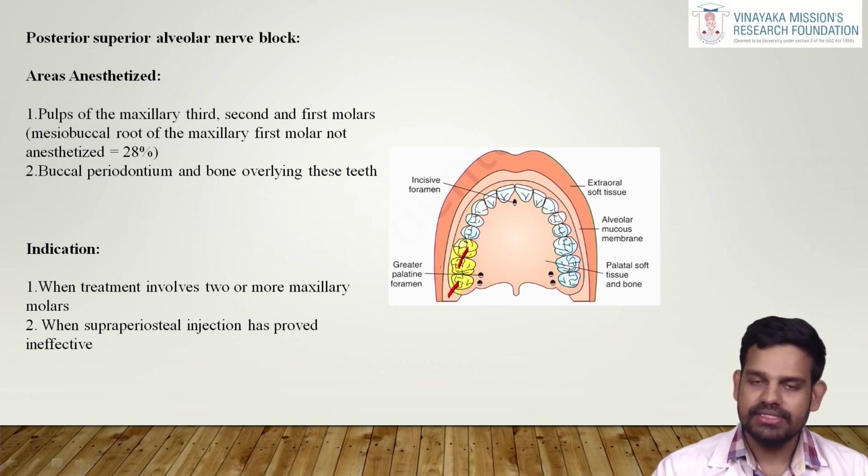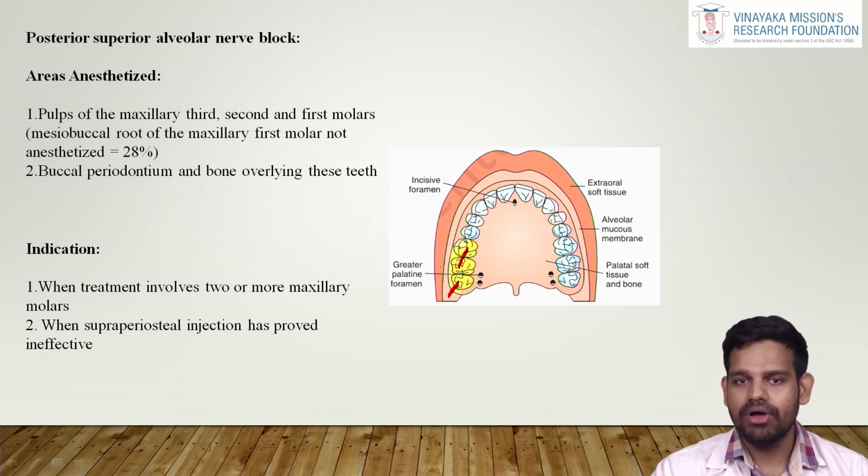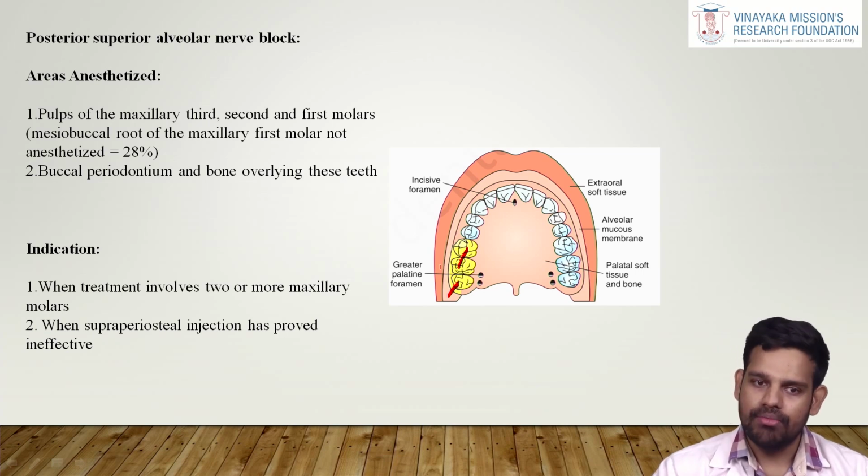The indication of this nerve block is when the treatment involves two or more maxillary molars, and when supraperiosteal injection has proved ineffective, which means that infiltration or field block has failed to anesthetize the area. In this case we will go for the posterior superior alveolar nerve block. It also anesthetizes the buccal periodontium and bone overlying these teeth. So here it anesthetizes the third molar, second molar and the distal and palatal root of the first molar.